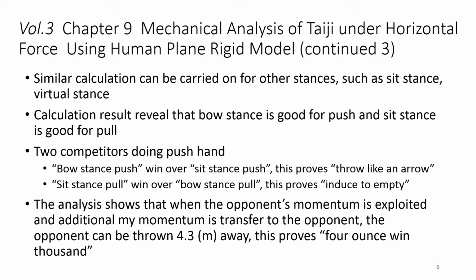The analysis shows that when the opponent's momentum is exploited and the additional my momentum is transferred to the opponent, the opponent can be thrown 4.3 meters away. This proves 4 ounce win 1,000.